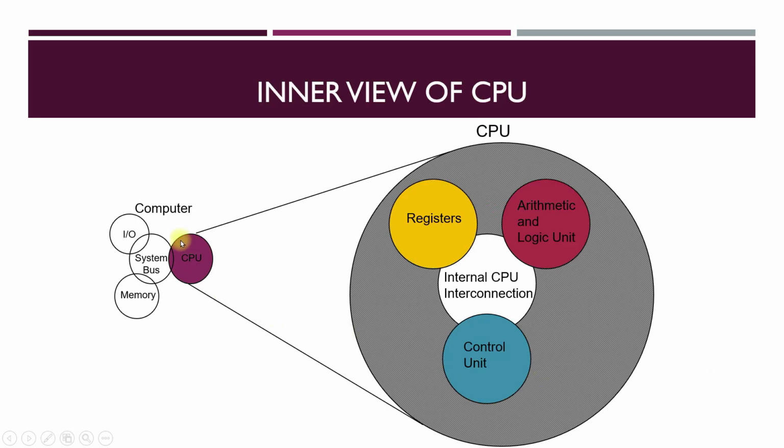Here we have different components inside the computer, but we give more importance to the CPU because in computer architecture, the design of the computer is purely based on how efficiently you design the processor. The CPU consists of a few components which include registers, the arithmetic and logical unit, the control unit, and internal CPU interconnection. Registers are very small storage devices which are temporarily used for storing data. Arithmetic and logical units are used for performing arithmetic operations and logical operations.